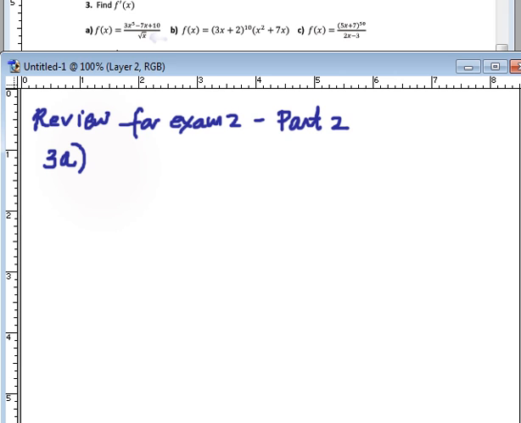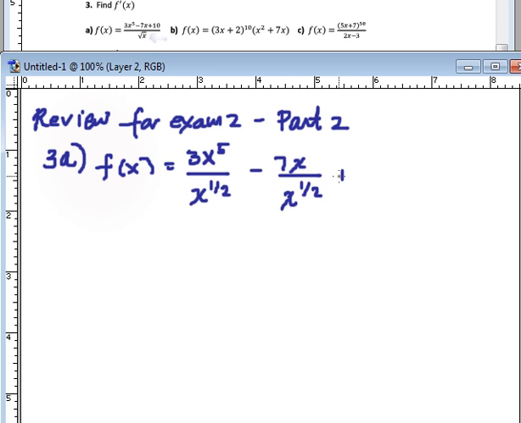If we divide everything in the numerator, each term, by x to the 1/2, which is the same as the square root of x, then we'll be writing f of x as the sum of powers, and we can use the power rule. So that's really the preferred method because it's a simpler method. So let's do that. We're going to rewrite f of x is equal to 3x to the 5th divided by x to the 1/2 minus 7x divided by x to the 1/2 plus 10 divided by x to the 1/2.